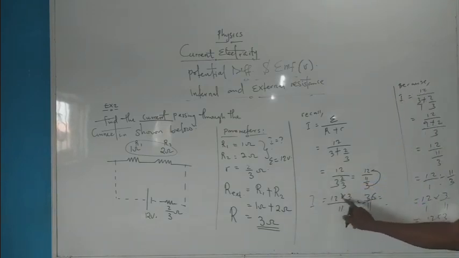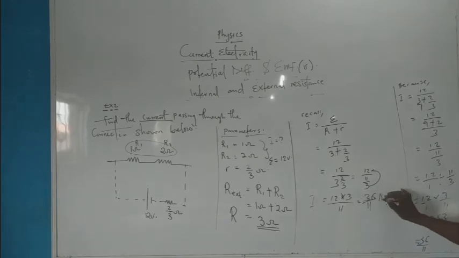So this will be 36 divided by 11 amps, or you can break it down. Amps. Okay?